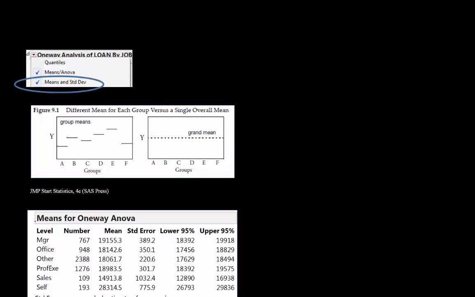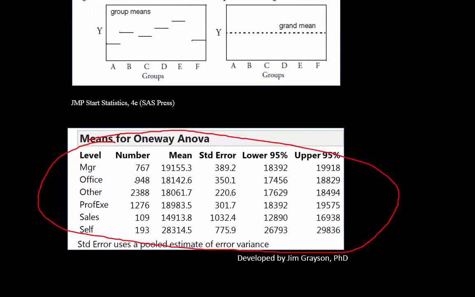In the example we were just looking at a minute ago, this shows for each of those levels the average for the level and its standard error and 95% confidence level.